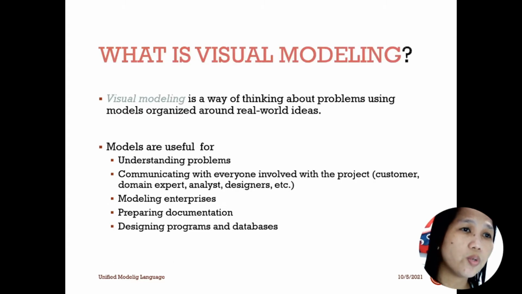What is modeling? Visual modeling. So when we say visual modeling, it is the way of thinking about the problem using models organized around real world ideas. So basically, models are useful for understanding problems, and for how we can communicate our system to different types of entities in our software development, and what will be our modeling enterprises. And this will also be a format on how to prepare documentation about designing programs and databases.